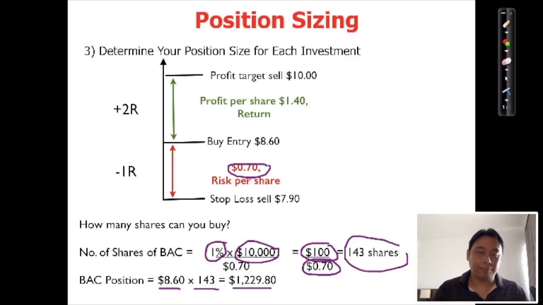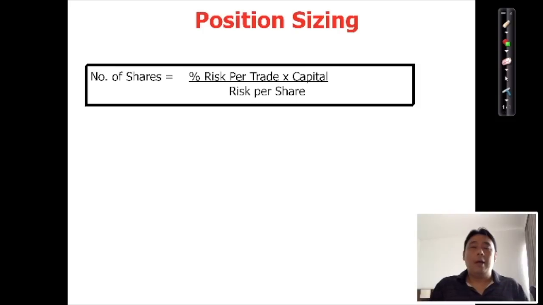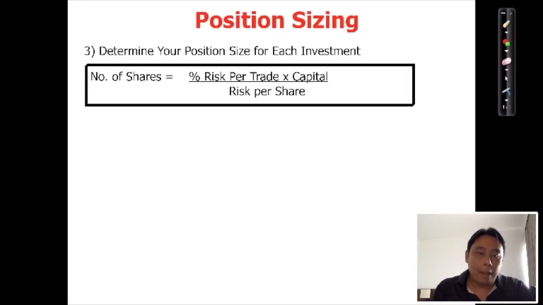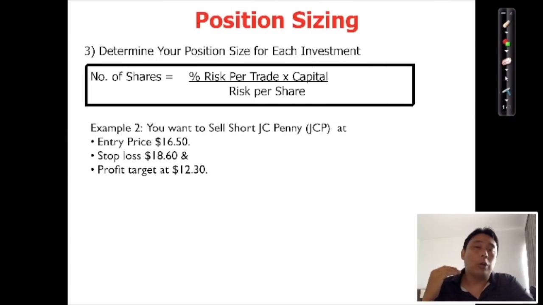Okay? So, you've bought your first position, which is Bank of America. You've got a 1% risk going right now on your capital. Can you take on another trade at the same time concurrently? Yes, you could. Okay. So let's imagine right now we've got another trade that we want to take, and this time we want to go short on JCPenney because it's on a downtrend, for example.